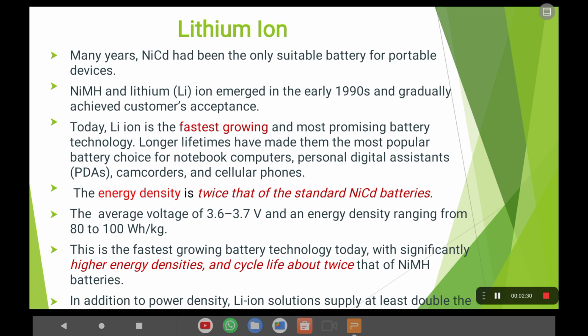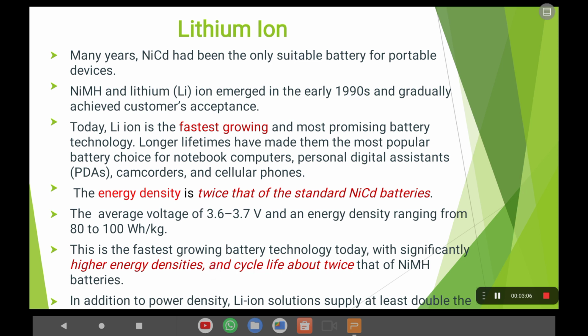The average voltage of lithium-ion batteries is around 3.6 to 3.7 volts, and the energy density ranges from 80 to 100 watts per kg. Generally, this figure for nickel metal hydride batteries is around 50 to 60 for one parameter and 40 to 50 for another. So that is around 80 to 100% higher. Such a high energy density is available in lithium-ion batteries, and it was one of the fastest growing battery technologies in the market in the 1990s.